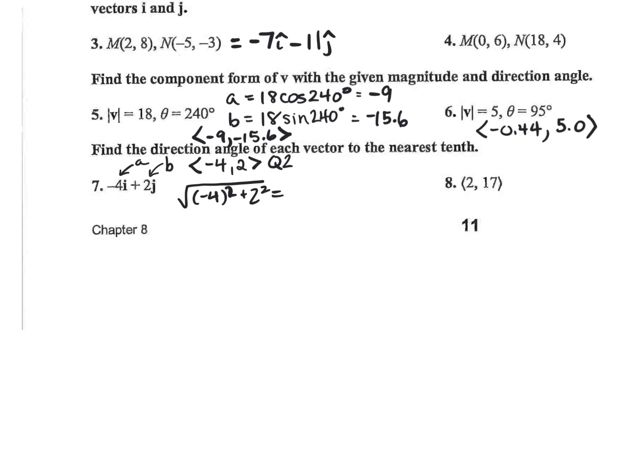-4 squared is 16, plus 2 squared is 20, right? So the square root of 20 would be 2 root 5, right? And then how do we find our angle? Inverse tangent of what? B over A. So 2 over -4.